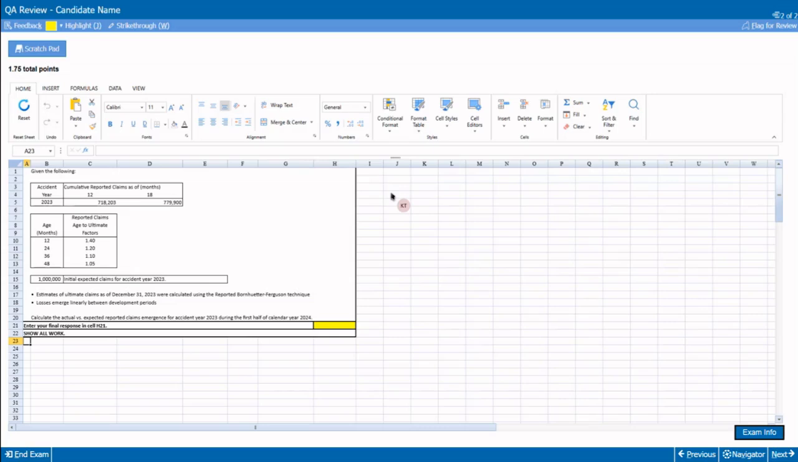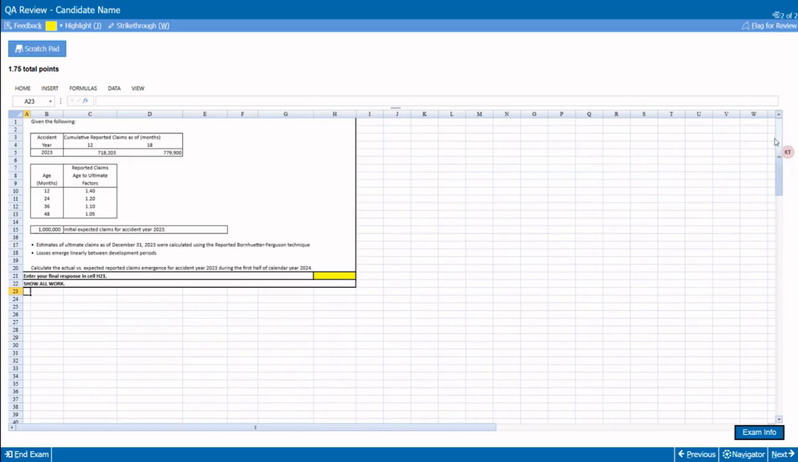We're also told that the estimates of ultimate claims as of December 31st, 2023 were calculated using the reported Bornhuetter-Ferguson technique, and that losses emerge linearly between development periods. They want us to calculate the actual versus expected reported claims emergence for accident year 2023 during the first half of calendar year 2024. Now that I've read the problem, I'm going to minimize my toolbar so that I have a little bit more room.